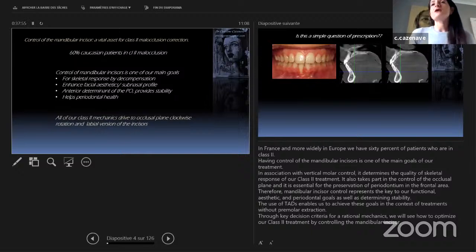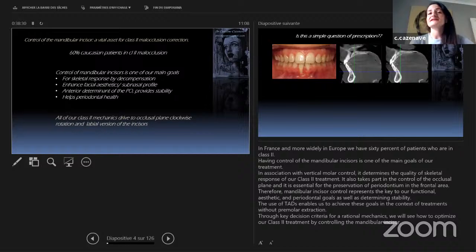In France and more widely in Europe, 60% of patients are in class 2. Having control of the mandibular incisors is one of the main goals of our treatment. In association with vertical molar control, it determines the quality of the skeletal response of our class 2 treatment. It also takes part in the control of the occlusal plane, and it's essential for the preservation of the periodontium in the frontal area.